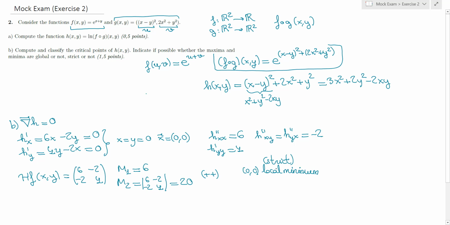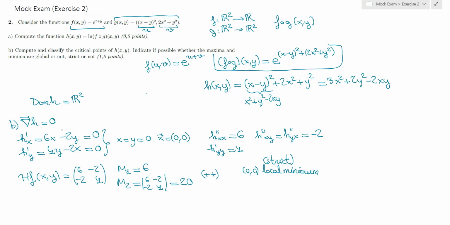And moreover, we can now see whether it is global or not. What can we say? We are doing free optimization, so the domain of h, this function, which is a polynomial, is all of R2. So we cannot use the Weierstrass theorem, since it's not a compact set.